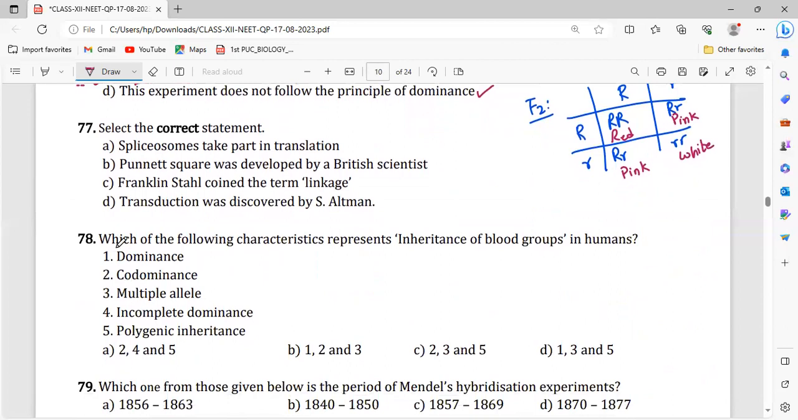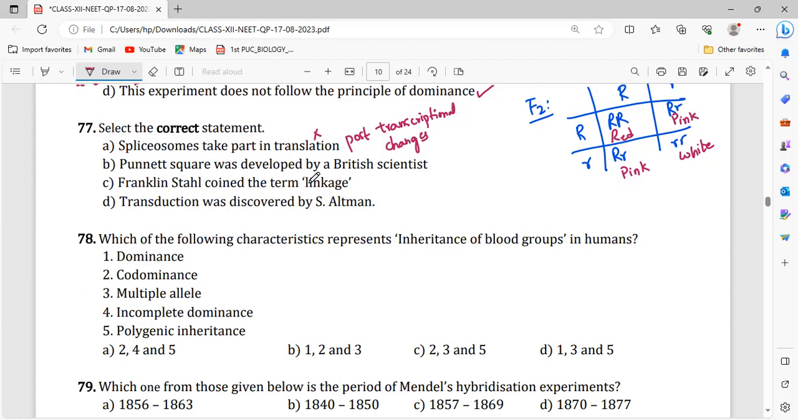77. Select the correct statement. Here, again, this includes several concepts. Out of this, spliceosomes will not take part in translation. Spliceosomes take part in post-transcriptional changes, right? So here A is wrong.